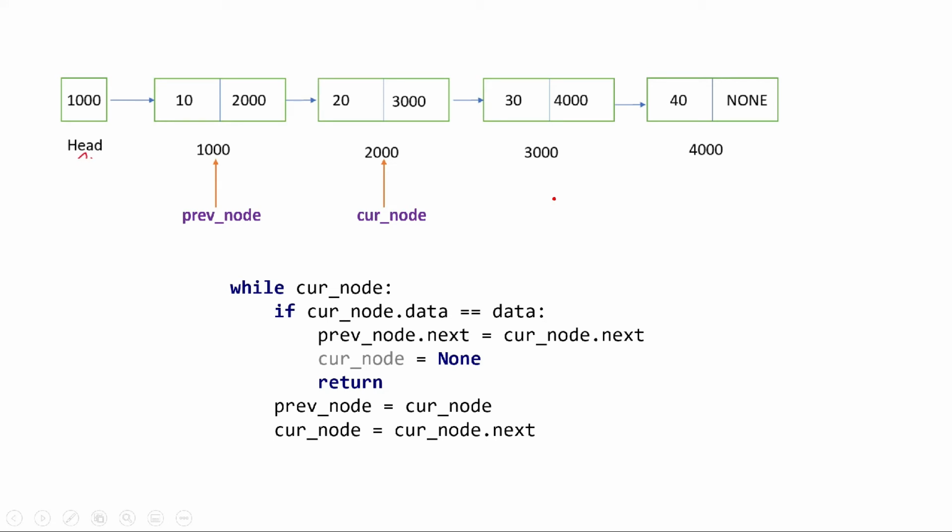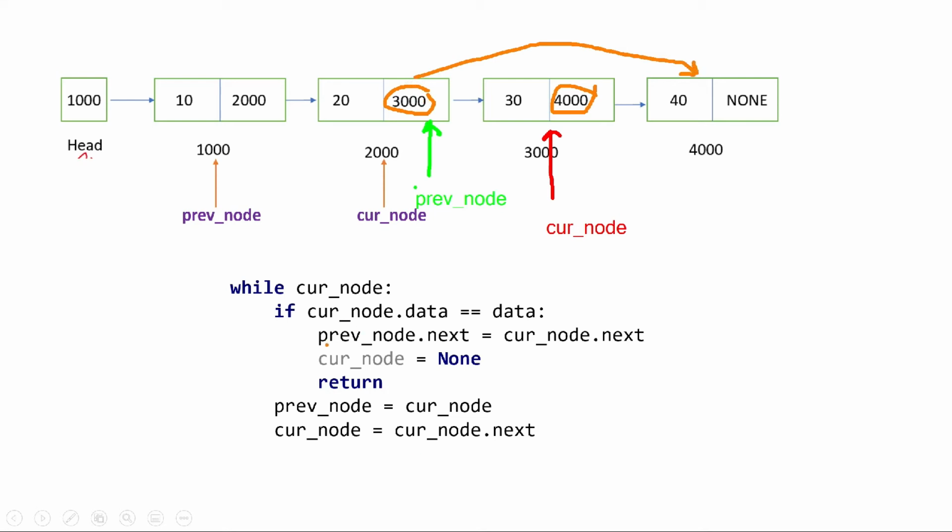Now both of these pointers are moving, and by moving, there will be a point when your current node would be pointing to this element. So these are your prev node and current node. So if current node dot data is equal to data, yes, the statement is correct. So we'll move inside this if. We need prev node dot next, which means this 3000, to be replaced with current node dot next, which means 4000. This is because we want this node to point to this node. So instead of 3000, it should have 4000.